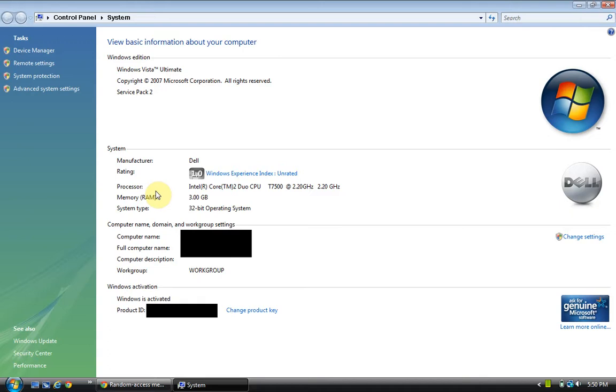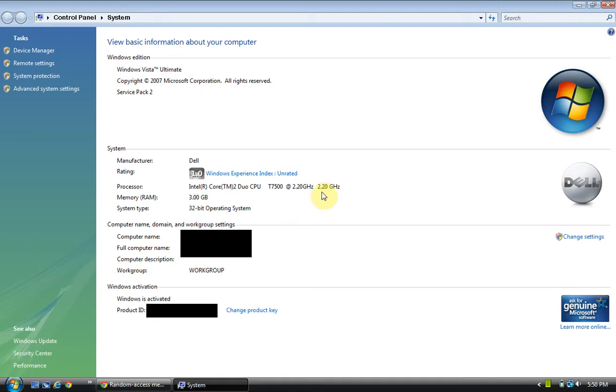2.20 gigahertz. The memory, or RAM, is 3 gigabytes of RAM in this machine, and this is a 32-bit operating system. A lot of times when you're installing software, it asks you for 32 or 64, so that's how you can find that information there.